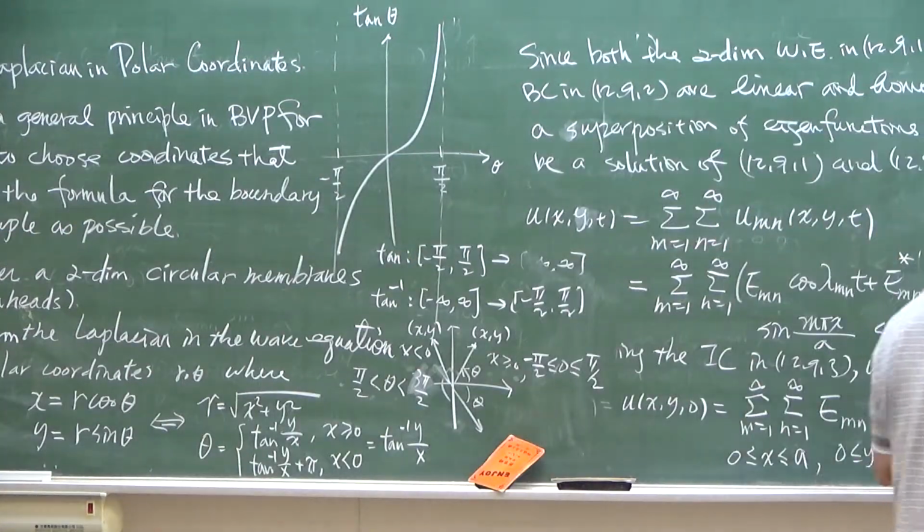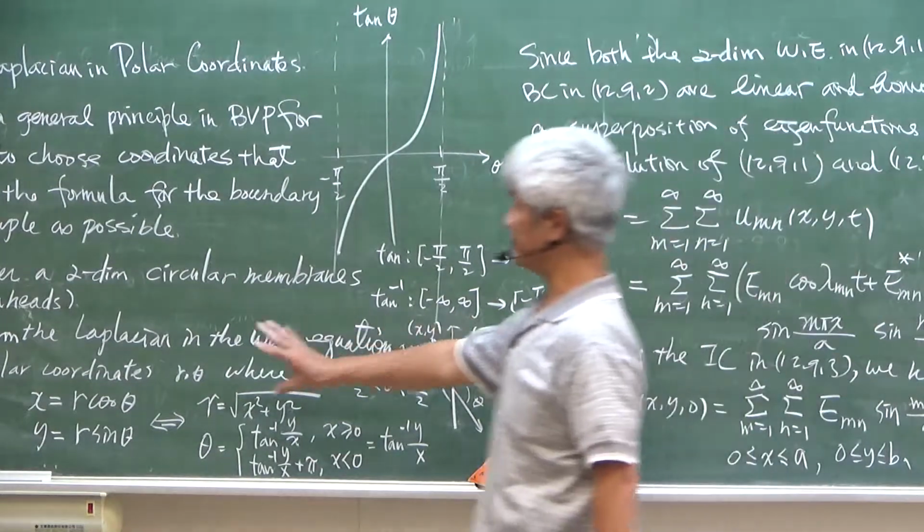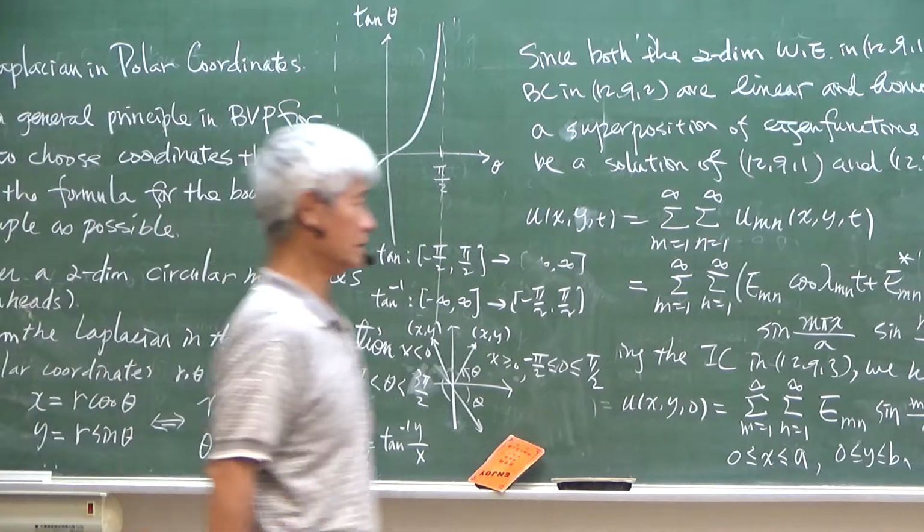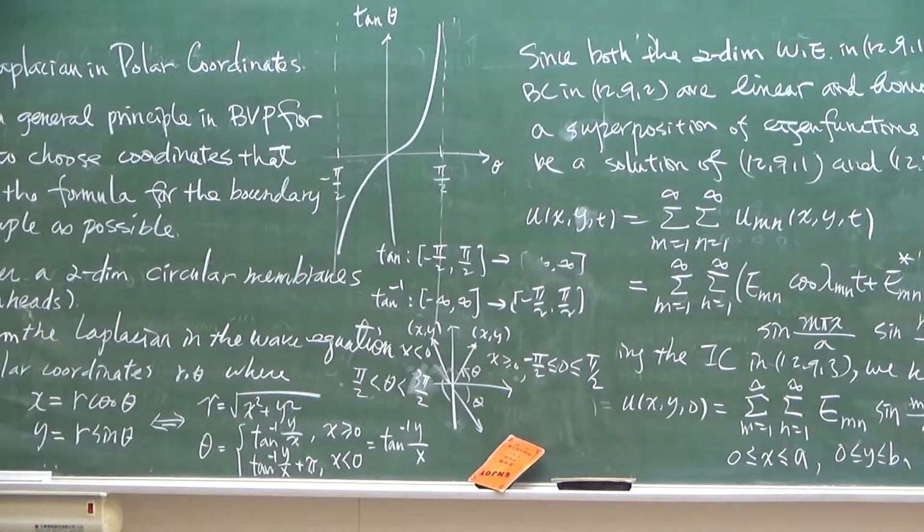Okay, so we will consider the coordinate transformation, and we will change the two-dimensional wave equation in the rectangular coordinate system to the two-dimensional wave equation in the polar coordinate system. We will continue the discussion next week.